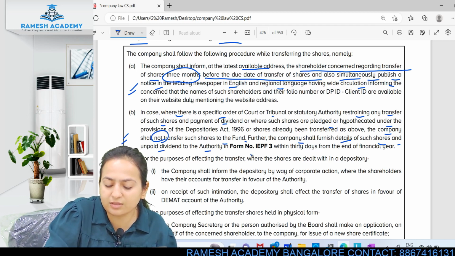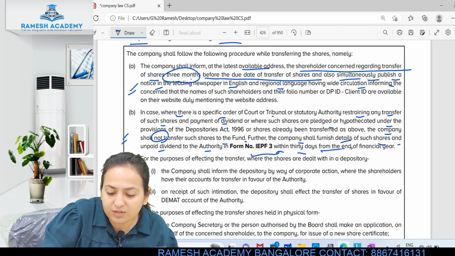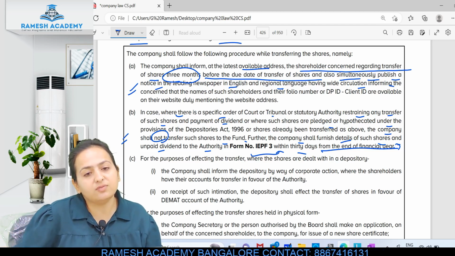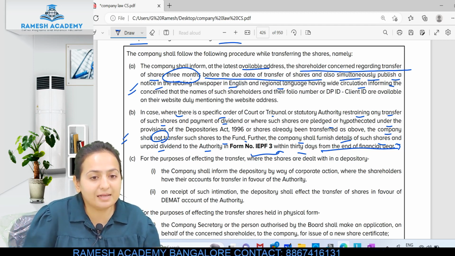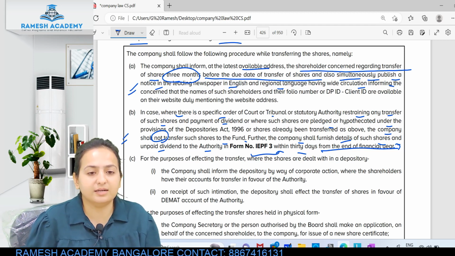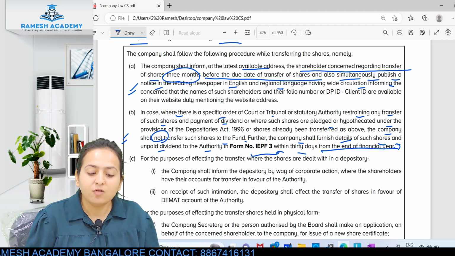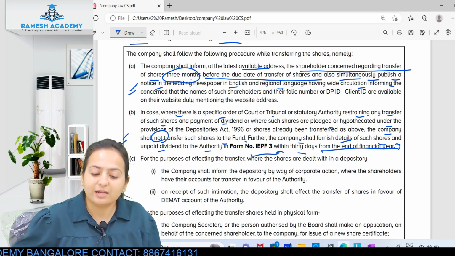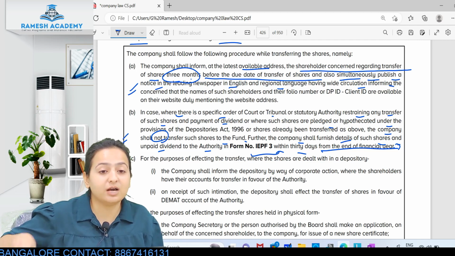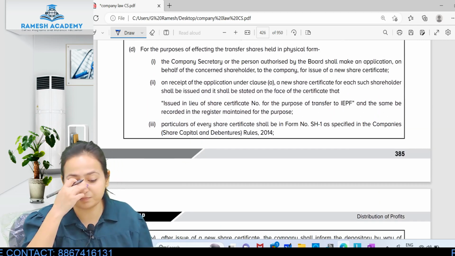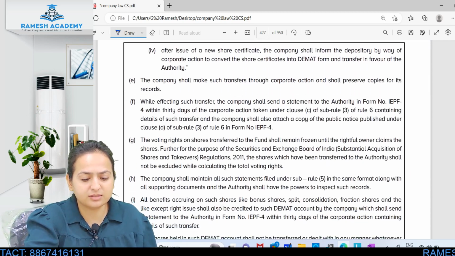Further, the company shall furnish details to the authority in IEPF 3 within 30 days of the end of the financial year. So within 30 days of the end of the financial year, these details will be given to the IEPF authority in IEPF 3. For the purpose of effecting the transfer, the shares are dealt with by the depository. It shall inform the depository, if you are holding the shares in the demat account. Yes. So this is it.